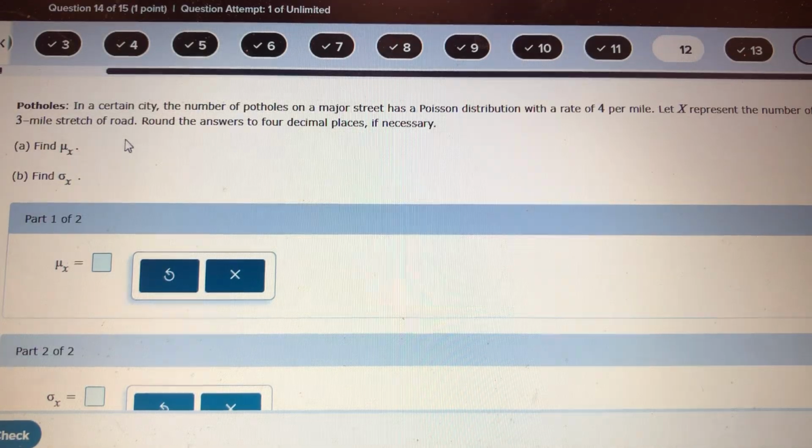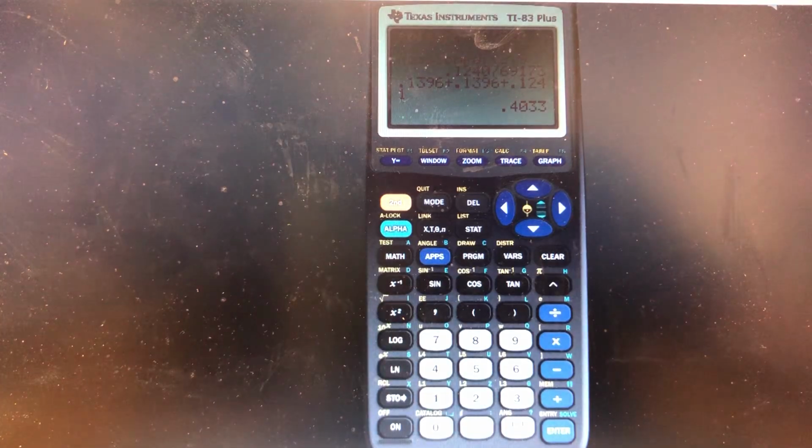Okay, so number of potholes, 10 more minutes? Number of potholes is 4 per mile again, and now we're doing a 3-mile stretch of road. So you can do means and standard deviations of Poissons too. Let me see if that's on the formula sheet.